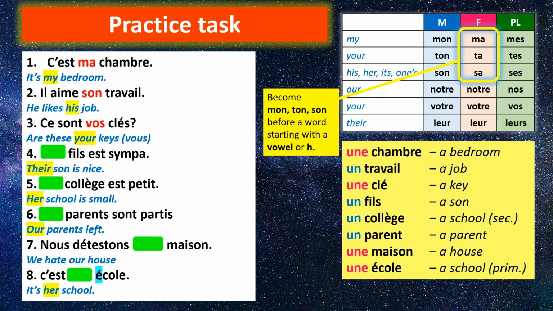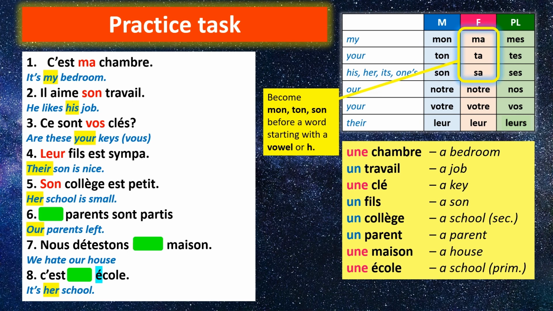Their son is nice. The word son is masculine. Leur fils est sympa. Number 5. Her school is small. Got to be careful. The word for school is collège. It's masculine. Therefore, I'm going to use son, not sa, because I always consider what I'm describing. It doesn't matter who's talking. We've got to focus on what we're describing.